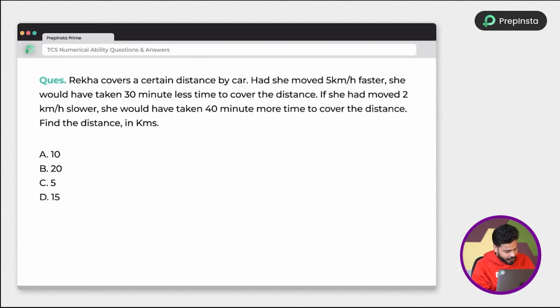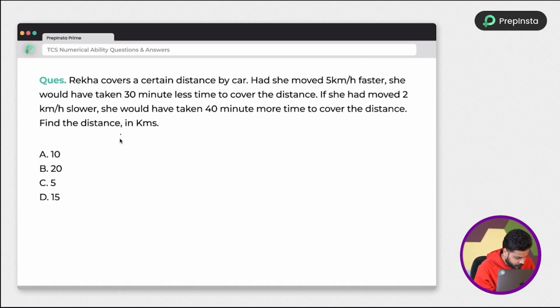All right guys, so it says Rekha covers a certain distance by car. Had she moved 5 km/h faster, she would have taken 30 minutes less. That makes sense, right? If someone is moving faster than the actual speed, they'll take less time. Because if speed increases, the time decreases, and if speed decreases, the time increases. That's very simple that we know, right? The faster you move, the earlier you reach. So now we know that, right?